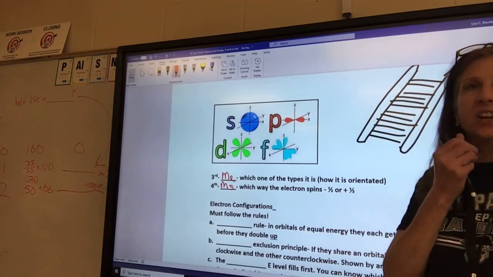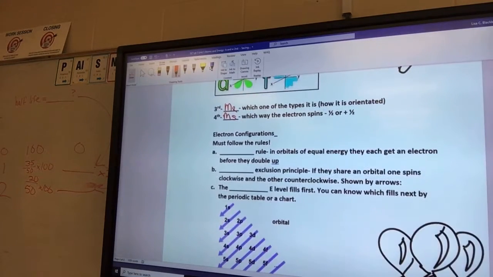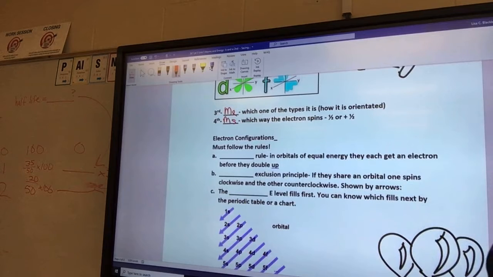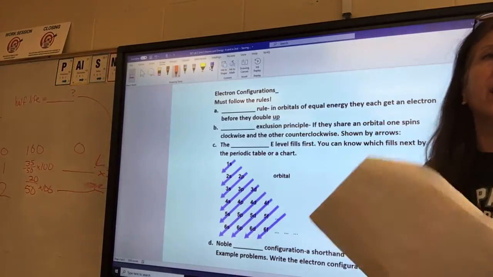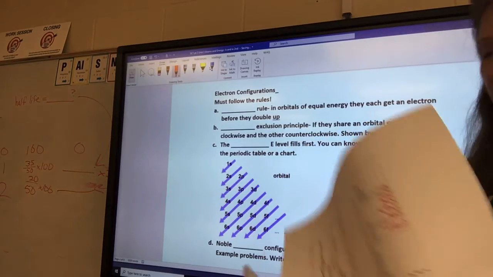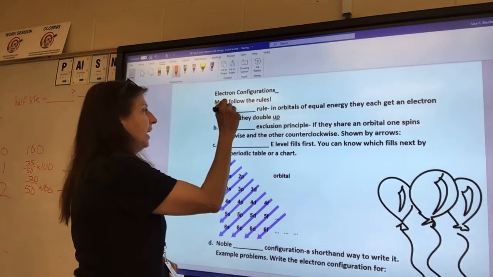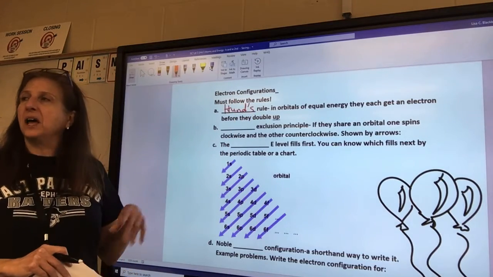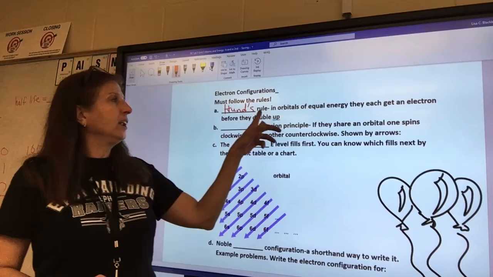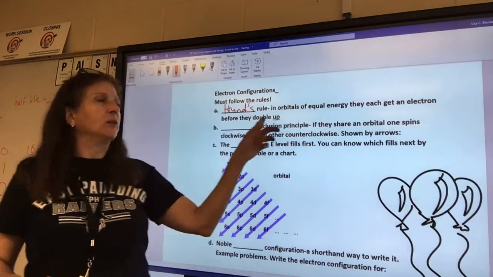Now then, we're going to learn how to write electron configurations. You're like, oh, great. And there's rules to it, just like how there were rules when we learned how to do significant digits. And these are the rules. These rules were named after the people who invented them. The first one is called Hund's rule. Hund's rule, not Hut, like Jabba the Hutt, but Hund. Hund's rule: in orbitals of equal energy, they each get an electron before they double up.